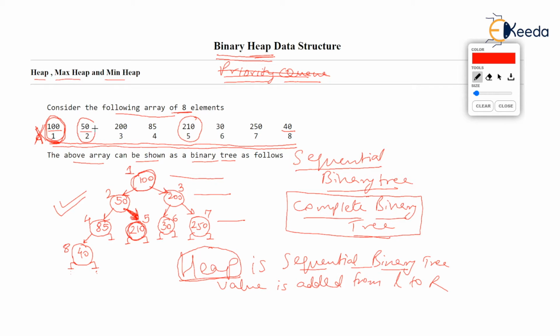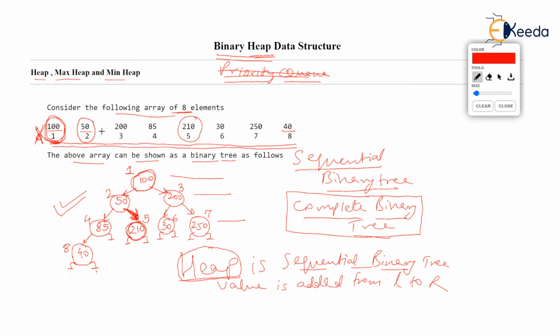That is the second element of the array. Second element will have two children. 2 into 2, that is 4, will be the left child. That means 85 must be the left child of 50. Check it in the diagram. Yes, 85 is indeed the left child of 50.